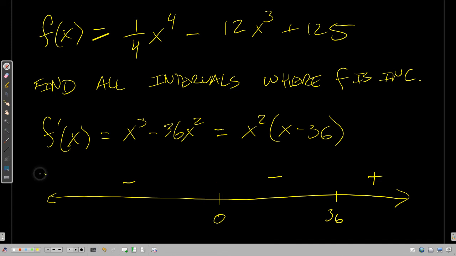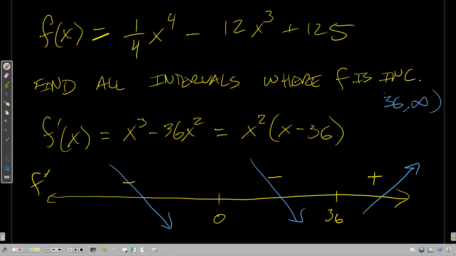Now since this is a chart about f prime, then what I really want is my increasing and decreasing arrows. It's decreasing here and here, but it's increasing here. So where is this function increasing? On 36 to infinity.